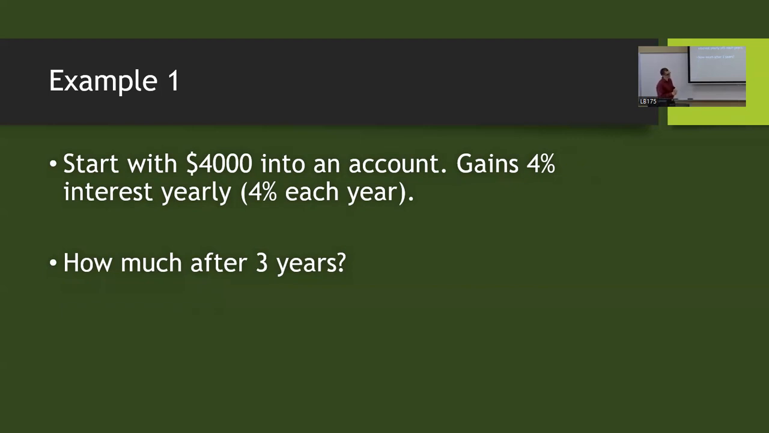Now, let me go through an example and show you how this kind of works. We're going to start with $4,000. And we're going to gain 4% every year. We'll do that for 3 years. And then we're going to ask how much we are going to have after 3 years have gone by. So we gain 4% each and every year.